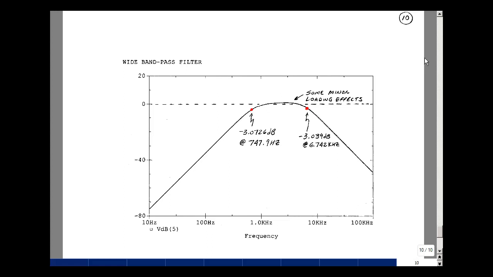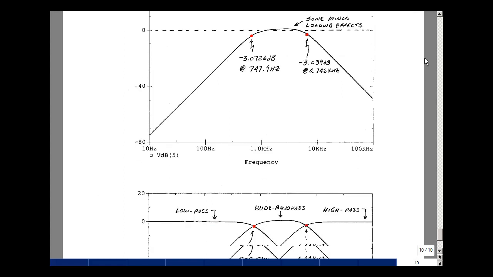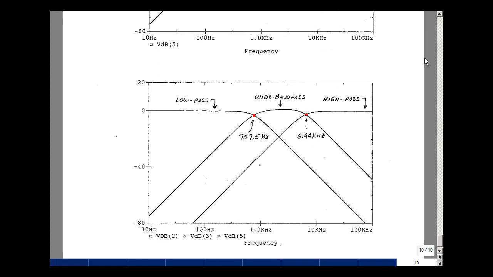What I've graphed here is everything put together. So here's a plot of the low-pass Bode plot, the high-pass Bode plot, and then the wide bandpass. And you can see that they cross around 750 and about 6 kilohertz.